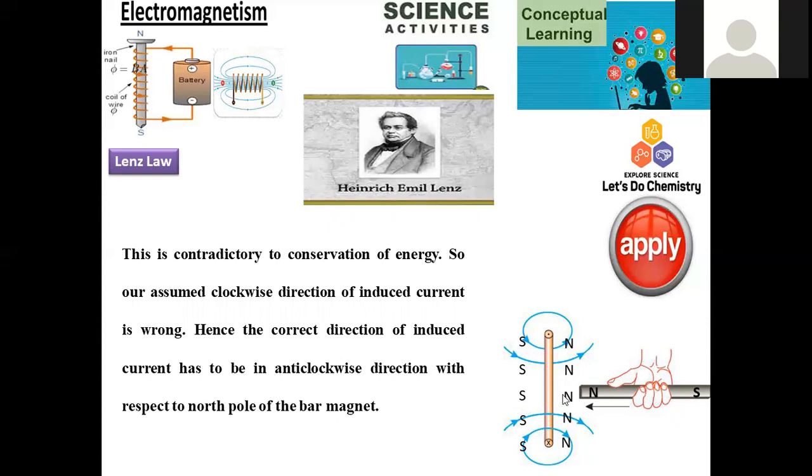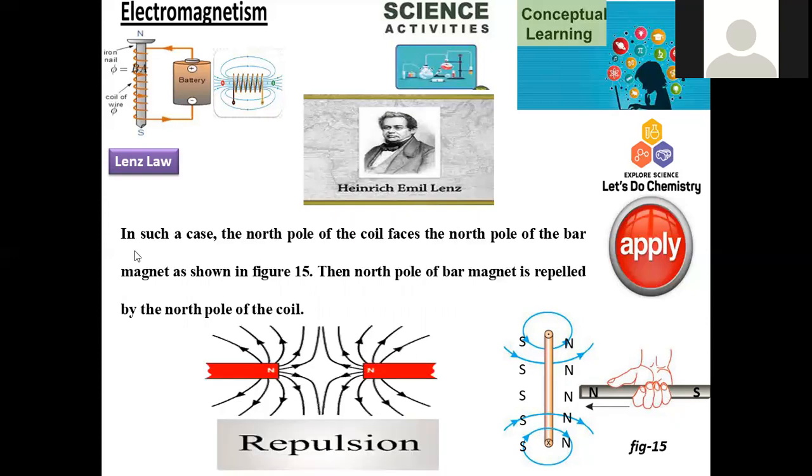Whenever the north pole is there, there will be forces of repulsion, and the motion will be changed into an anti-clockwise manner. In such a case, the north pole of the coil faces the north pole of the bar magnet as shown in the figure. Here it is clearly depicted that the external magnet is nearing the closed loop system where the induced magnetic field is there.